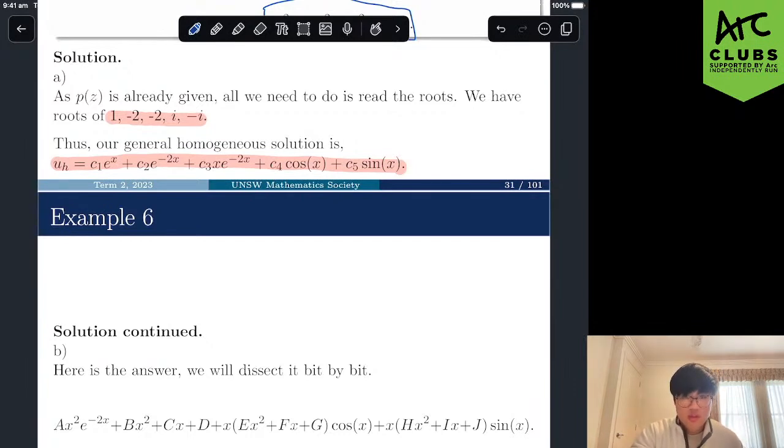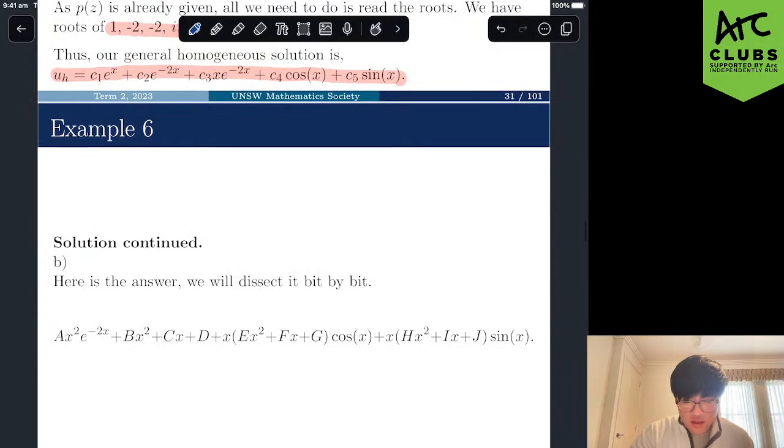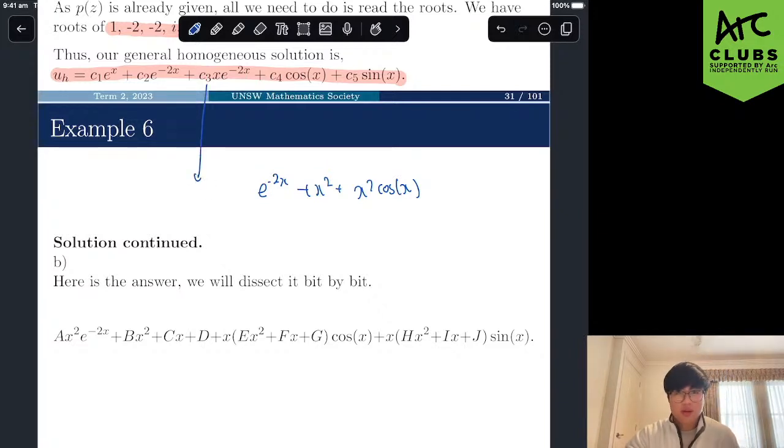So this looks pretty long and complicated, but we'll dissect where each of it comes from. The function that we need to get is e to the minus 2x plus x squared cosine x. And then we have a homogeneous solution from before, which is this up here. So in order to make a guess, we do the exact same things that we said earlier, where for an exponential, we make a guess of an exponential. So that's where this first term comes from.